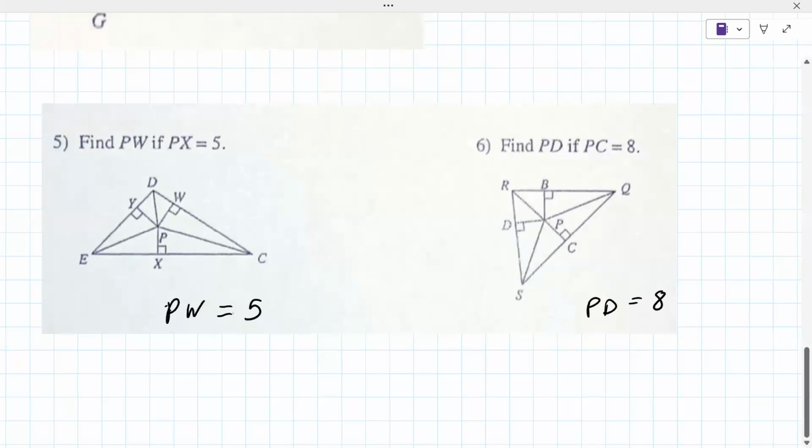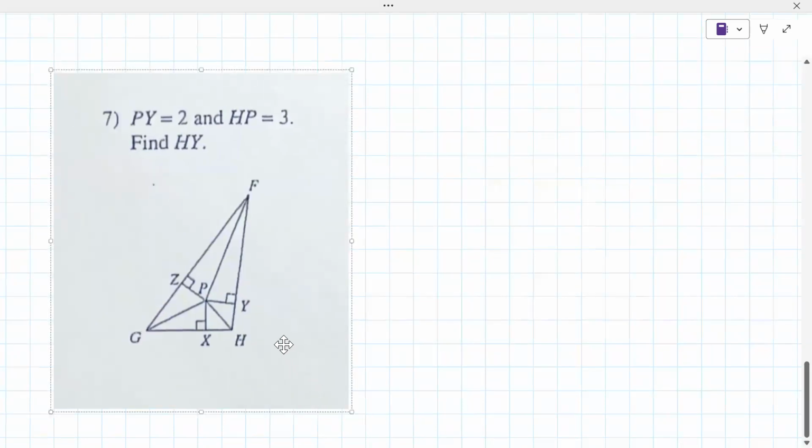One of the things you should notice here is that these are all right triangles formed by the lines that go out from the perpendicular. That's where these new problems are going. That's the direction of them. Let me grab a new problem here. It says if PY equals 2 and HP equals 3, find HY. So it looks like we're looking at this triangle here.